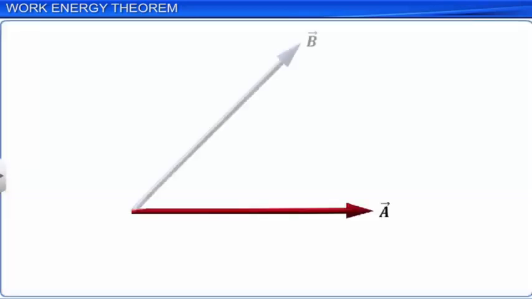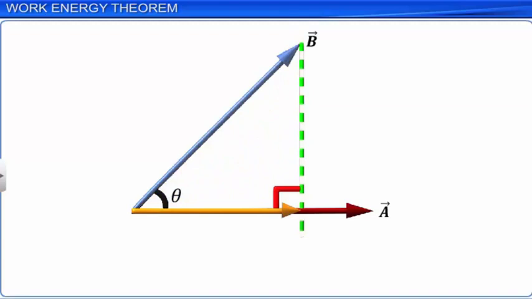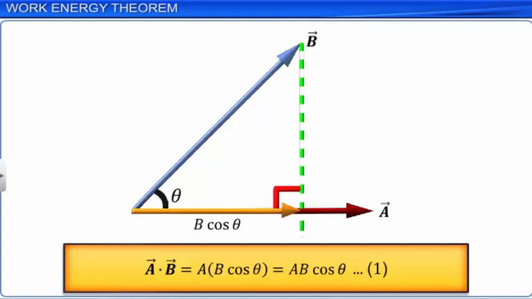Consider the two vectors A and B inclined as shown. Theta is the angle between the two vectors. The component of one vector in the direction of the other is called the projection of the vector on the other vector, and is denoted by the product of the magnitude of the vector and the cosine of the angle between them. Hence, we see that B cos theta is the projection of vector B on vector A. So, the dot product of vectors A and B can be written as A into B cos theta, which is equal to AB cos theta. Let this be equation 1.